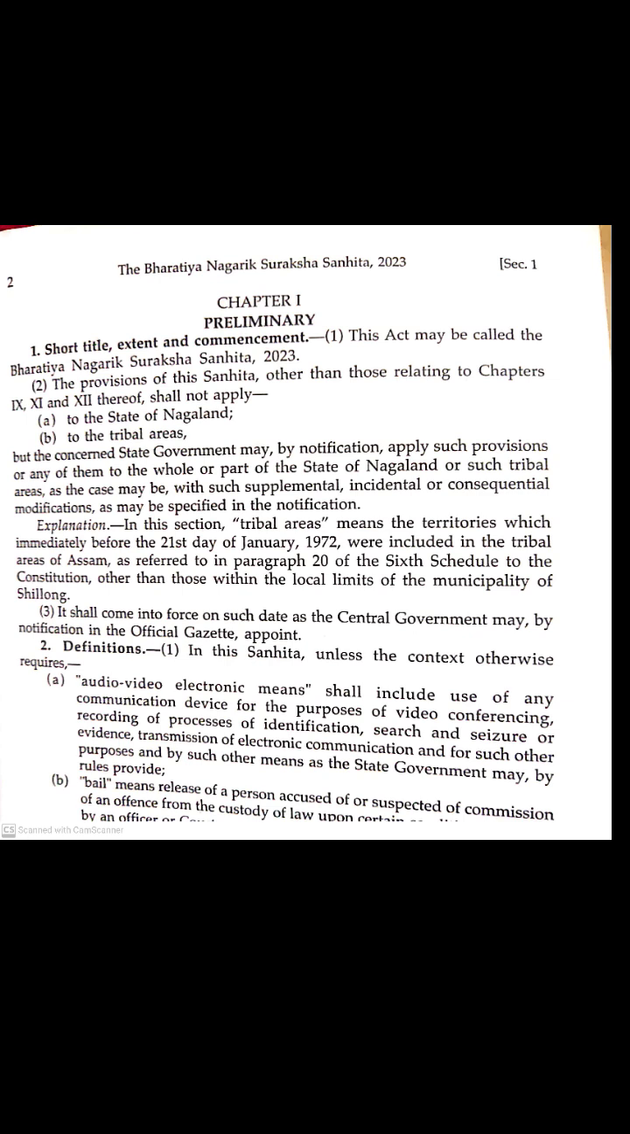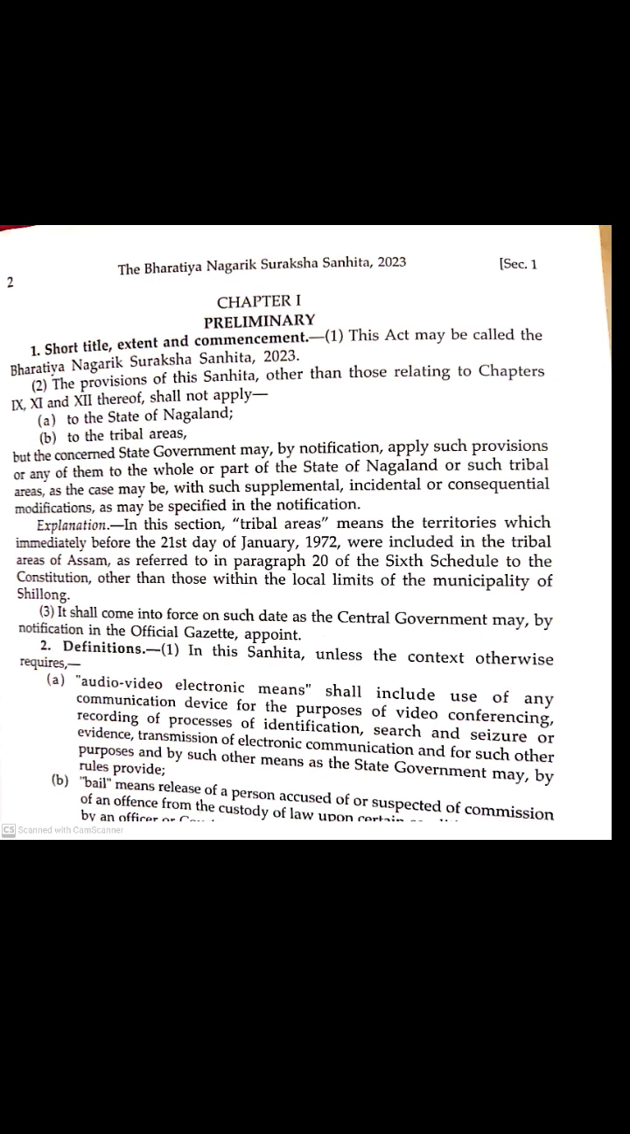All right, let's take it even slower and explain everything in more detail while keeping it simple. Imagine you're learning this for the very first time, and I'll guide you step by step. 1. Heading, short title, extent, and commencement. This heading means the law is giving us 3 important details.